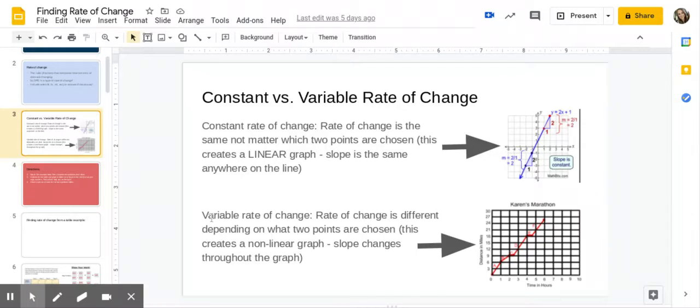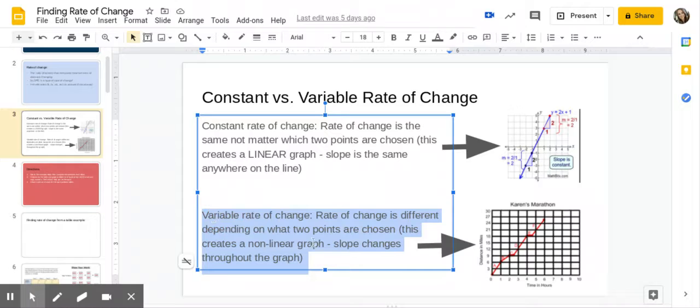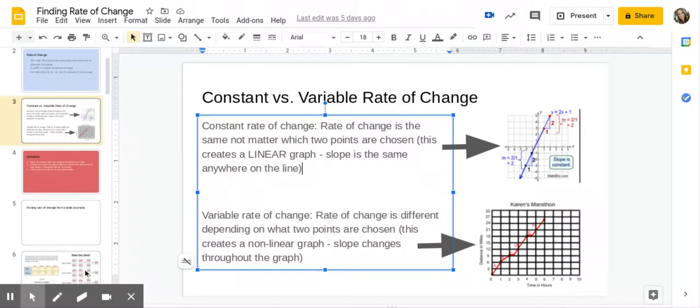A variable rate of change is a rate of change that's different depending on what 2 points you pick. So you can kind of see this is not a straight line. There's different intervals that are different slopes, different slants. So that's a variable rate of change. You'll have to do that just for the tables. You'll have to tell if it's constant or variable. So we'll do that in our example.